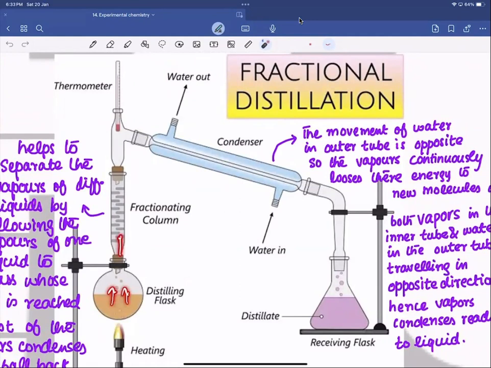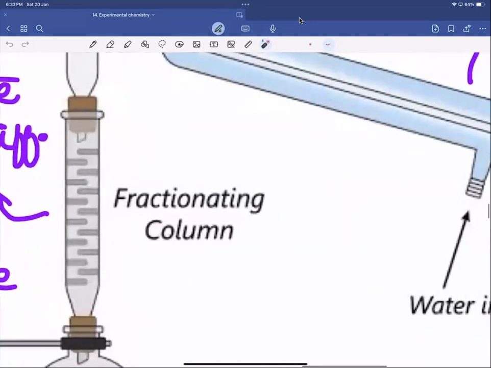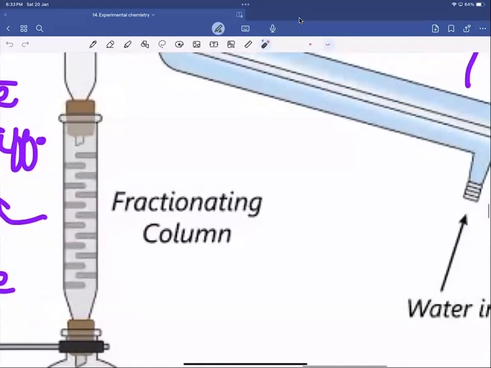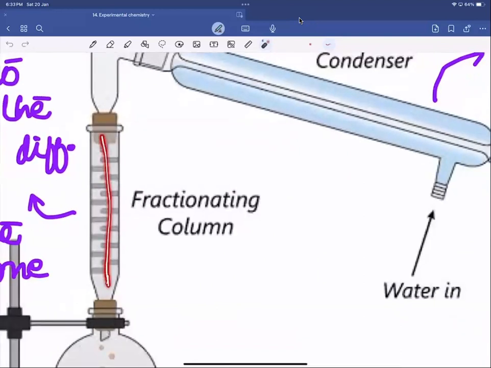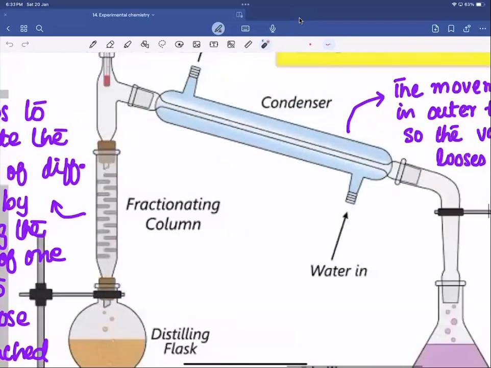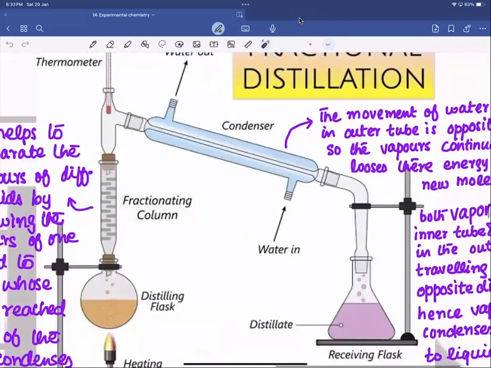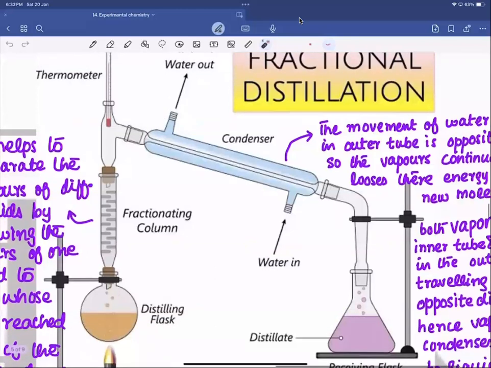But what will happen? As you see, there are so many barriers over here, which increases the surface area. So the vapors which come over here do not directly move over there. They start colliding and losing the energy in this region. And as a result, they again condense and fall back over there. And this same thing happens until the boiling point of one of the liquids is reached.